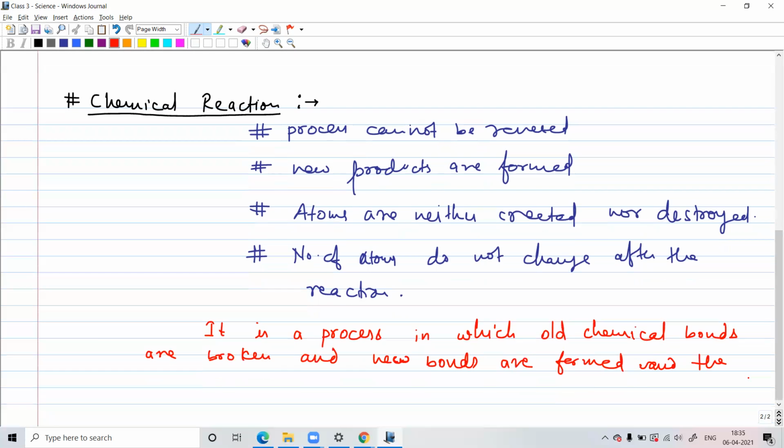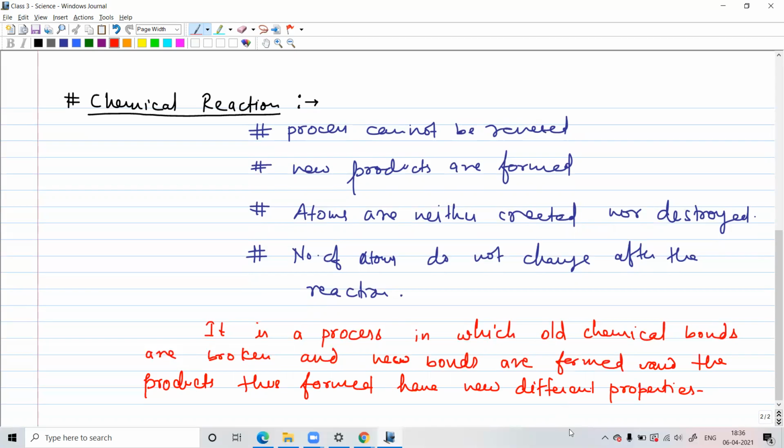And the products thus formed have different properties. So after the chemical reaction, whatever new products you have got, they will have different properties compared to the reactants. Okay.